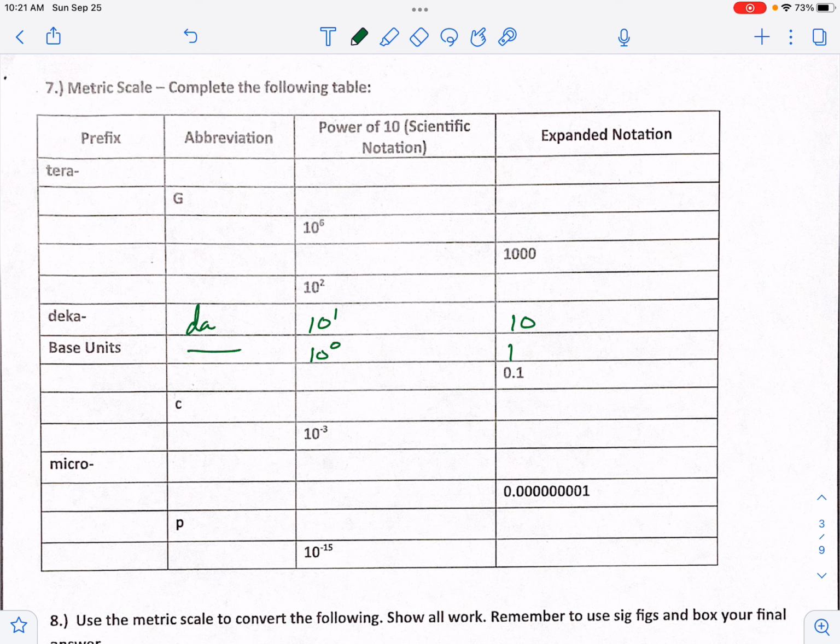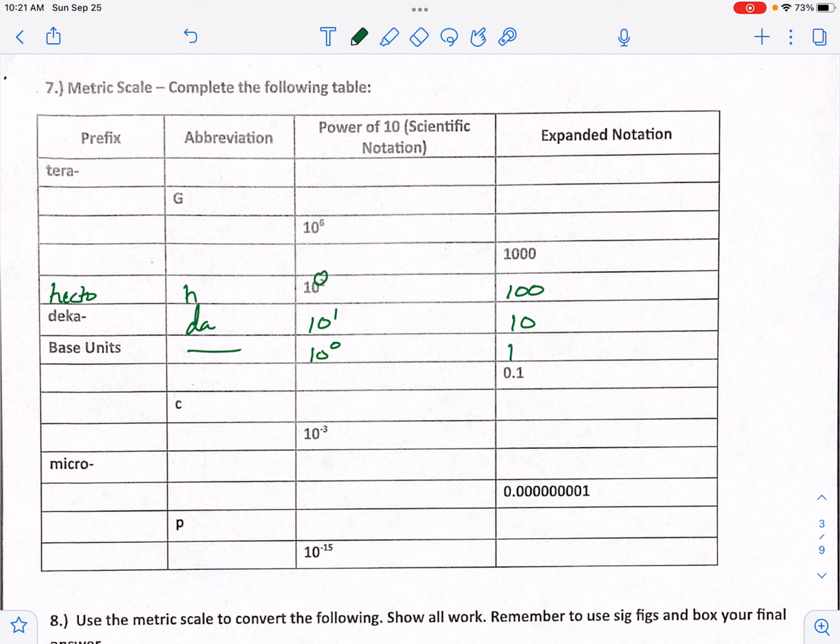The next one, okay, so that is going to be hecto, and that's by the abbreviation H. Okay, and that's 10 to the 2, so that means you're just going to add 2 zeros. So you kind of get the point, each time you go up, you see the power, and that's how many zeros you're going to add. Okay, so these are powers of 10.